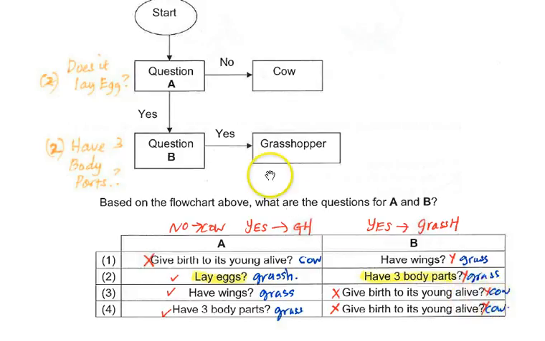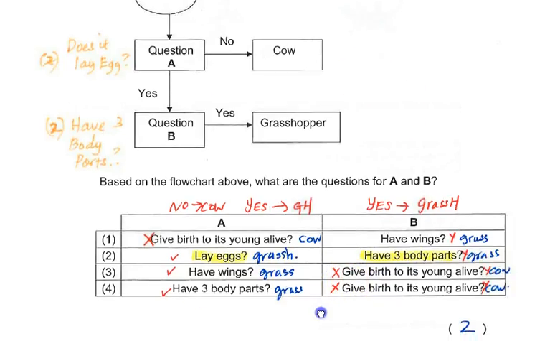Alright, now this one says yes. If we give birth to young alive, yes, cannot be grasshopper, must be cow. So if it's yes, it says grasshopper, not cow, then this and this are not the questions. Alright, take your time, pause this video, take your time to understand what I was trying to write over here. Okay, so the answer is 2.